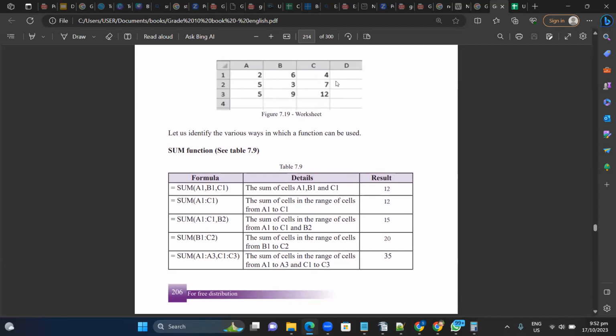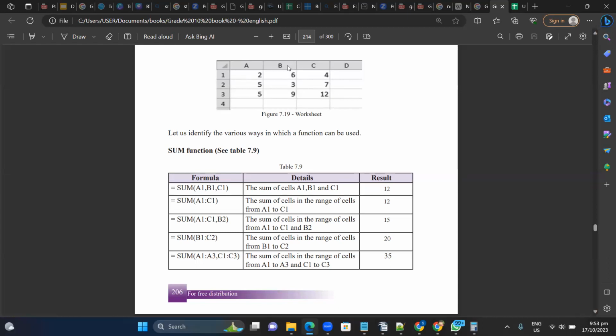A1 is 2 plus 6 plus 4, which is 12. If you give A1 to C1, that means A1, B1, C1, which is 12, comma B2, then B2 will also be added. 12 plus B2, B2 is 3, which is 15. Equal SUM(B2:C2), B2 to C2 means these two, 10.